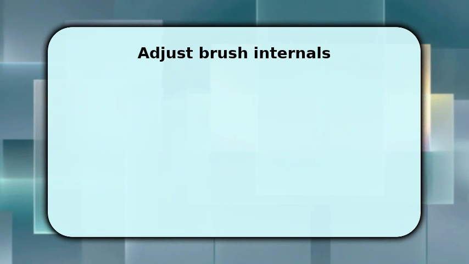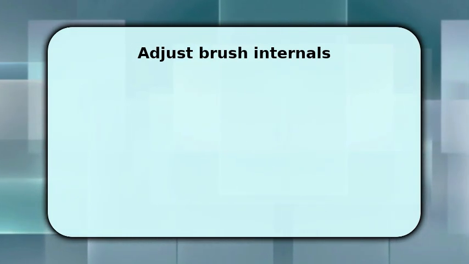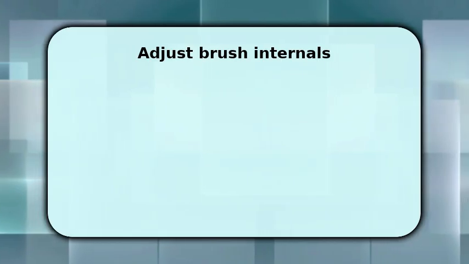then tweak stabilization and smoothing to control stroke interpolation. These values decide how the software generates intermediate pixels and directly affect perceived pixelation during fast strokes.